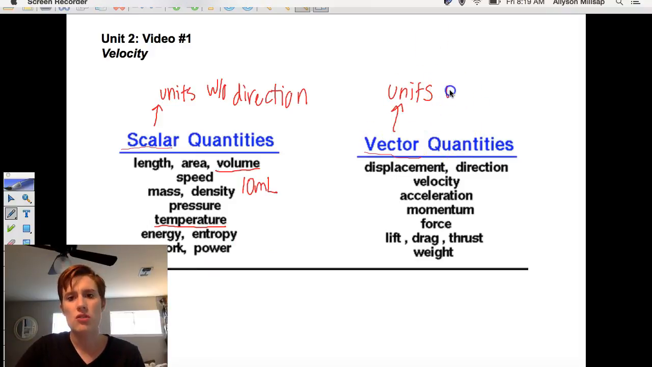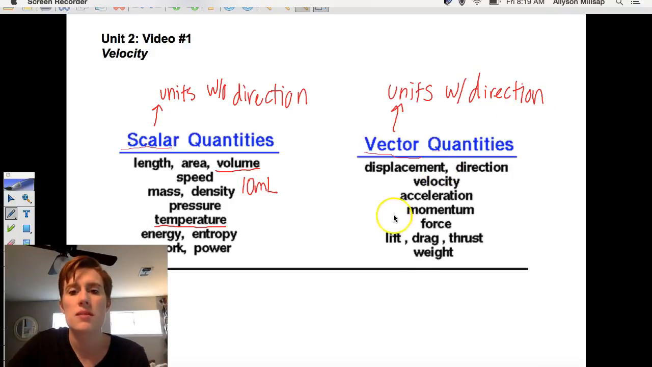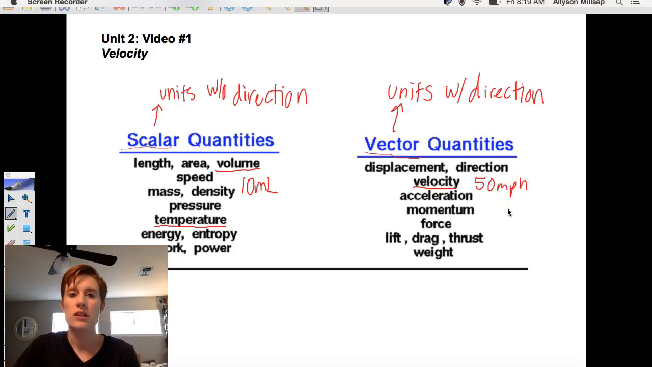Vector quantities are units with a direction, meaning they're an incomplete value if you don't give direction to them. For example, velocity. Velocity is how fast you're going. It's basically speed with a direction added to it. So if I say, run after him, he went 50 miles per hour, that's not velocity because I didn't give you a direction. If I said, run after him, he went 50 miles per hour northwest, that now is velocity.